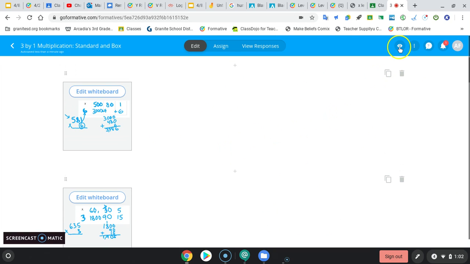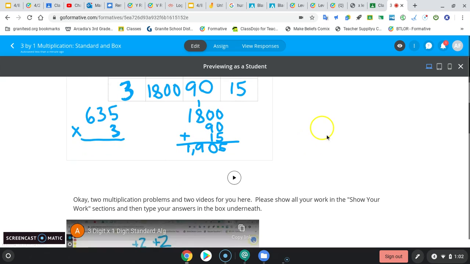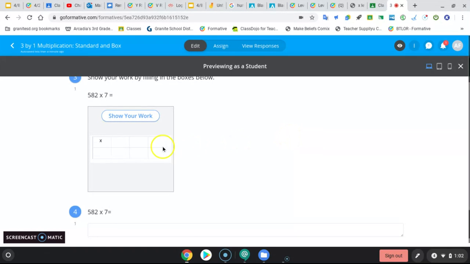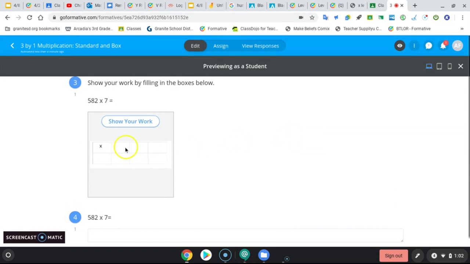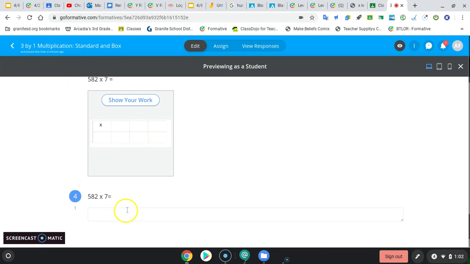Okay, good luck to you when you do the assignment. Let me just show you real quick. Make sure you show all your work and you draw on top of this document like I just did here, and then just type in the answer down here. Okay. All right, good luck.